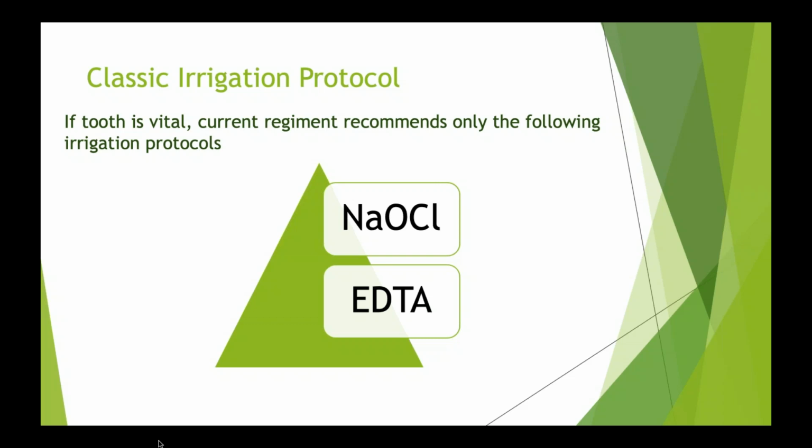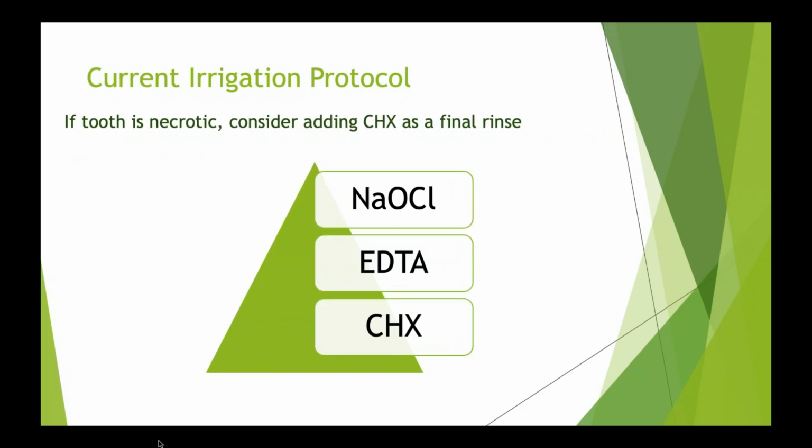So again, we talk about if the tooth is vital, we go in and we use our bleach throughout the entire cleaning and shaping process. The very last step, after we have fitted our working length cones, then we go in and we do a 1 minute rinse with our EDTA. We let it sit, we evacuate it, and we obturate.